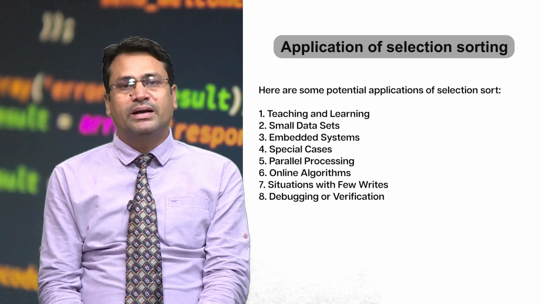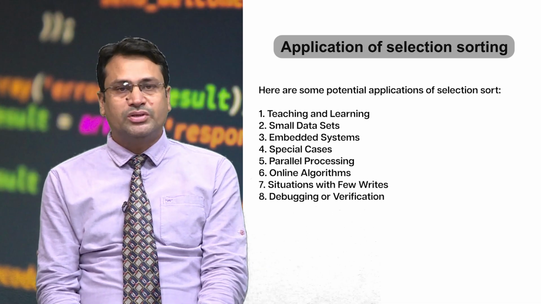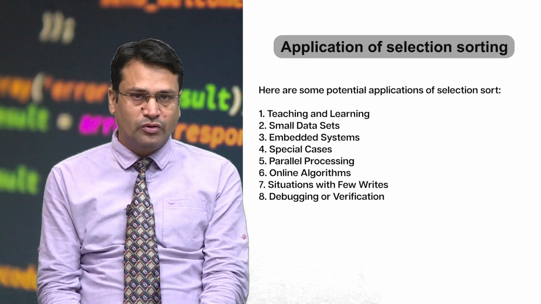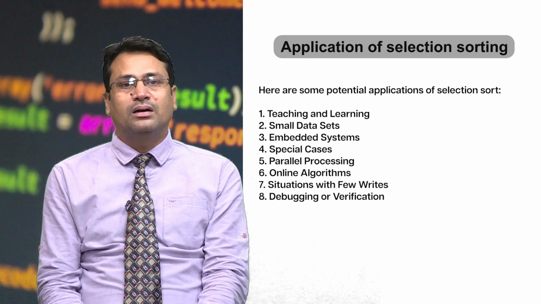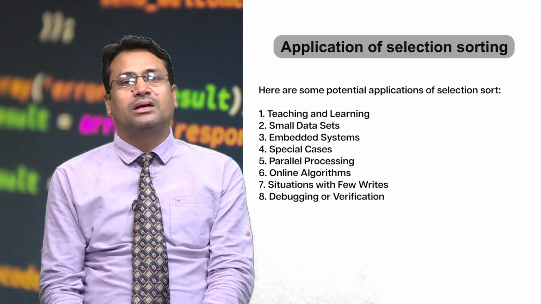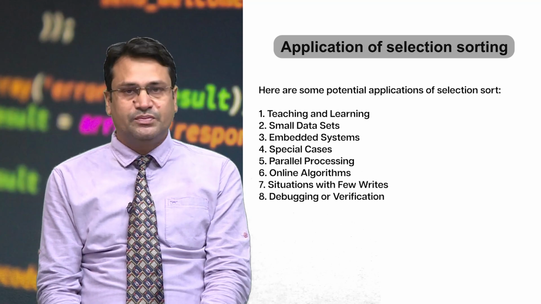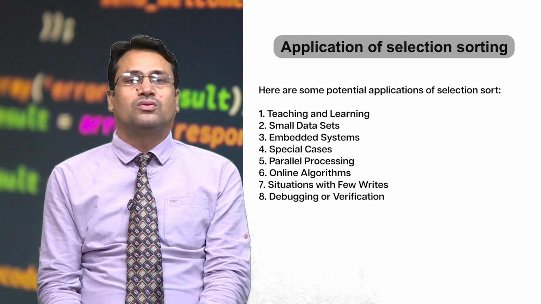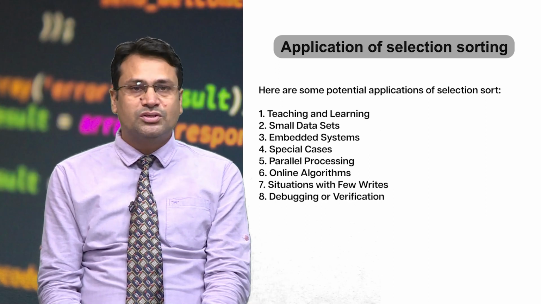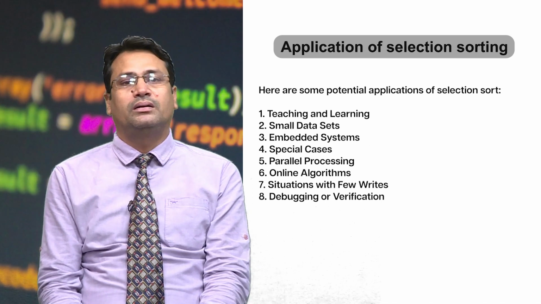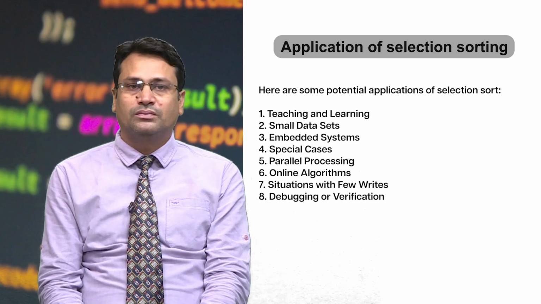The third application is embedded systems. In resource-constrained environments such as embedded systems, which have limited memory and processing power, selection sort might be a suitable choice due to its low memory overhead and straightforward implementation. The fourth application is special cases. There are some specific scenarios where selection sort can be advantageous. For example, if you are sorting data with certain patterns or constraints that make it easier to identify the minimum element efficiently, selection sort can be useful.